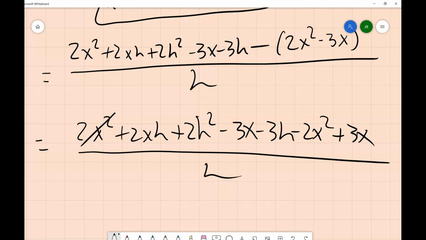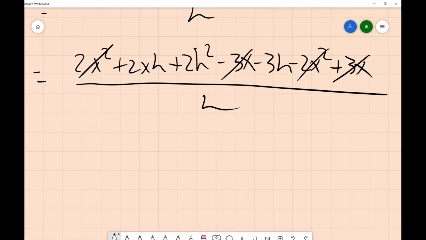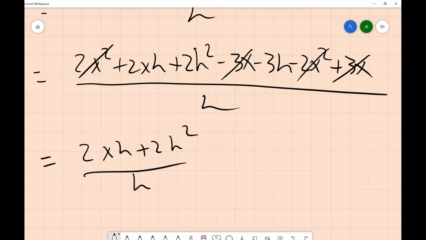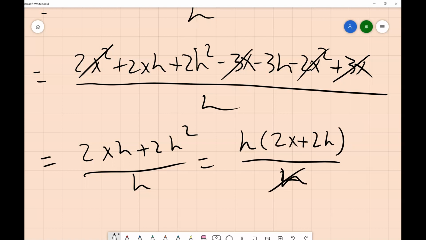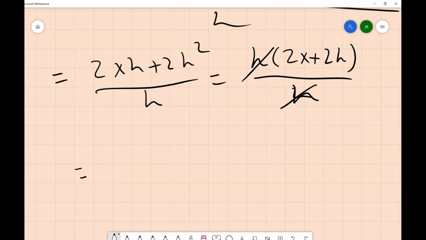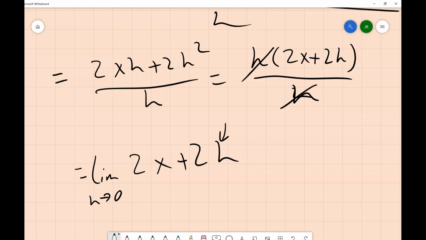What happens? The 2x squareds cancel. The negative 3x and positive 3x cancel. So now I've got 2xh plus 2h squared over h. All right, factor out an h on top. That gives me 2x plus 2h all over h. The h's now cancel. I've got 2x plus 2h. And remember, it's the limit as h approaches 0. So the limit as h approaches 0 means this h right here goes to 0, so that this whole term becomes 0. So the final answer is just 2x.